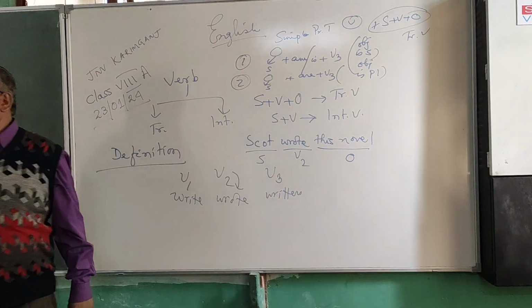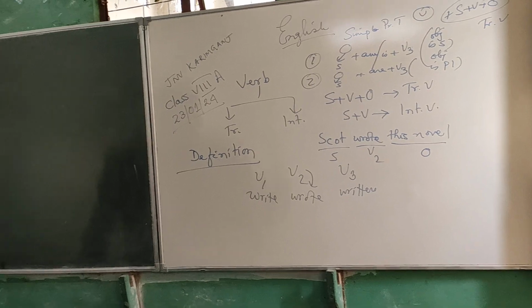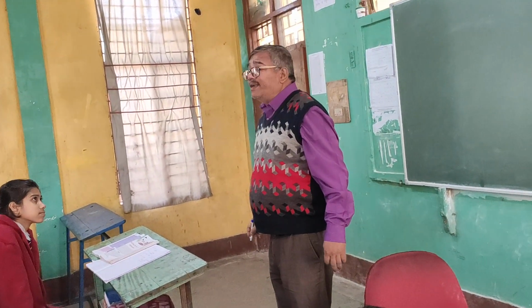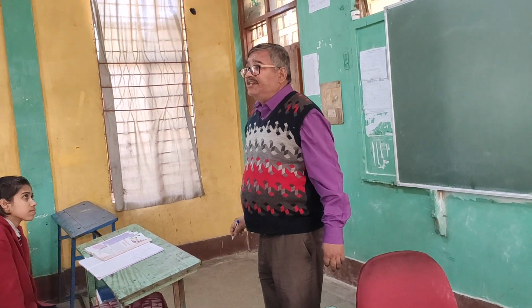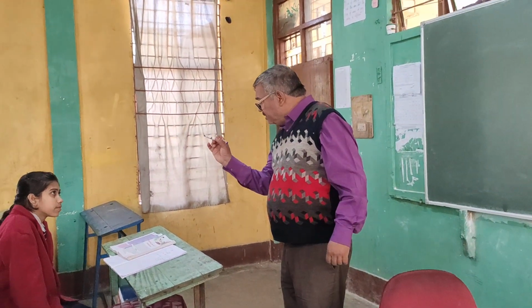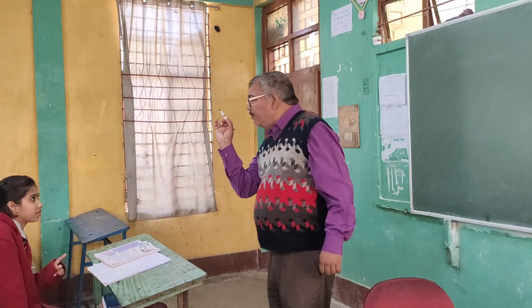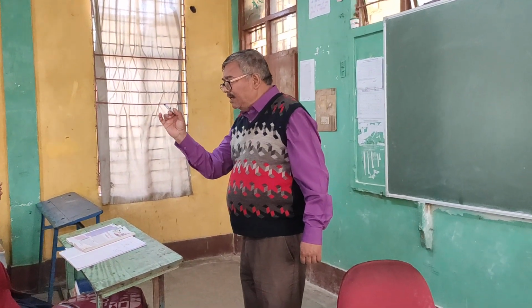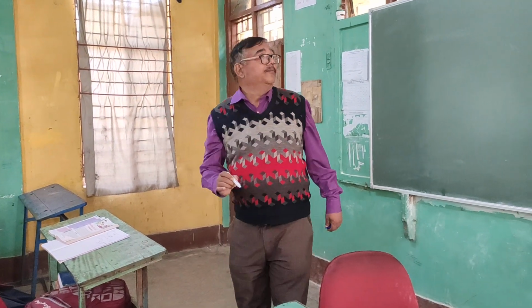So singular number means one person or one thing, and plural number means more than one person or more than one thing. What did I say? Everybody read and repeat. Singular number means one person or one thing. Plural number means more than one person or more than one thing.